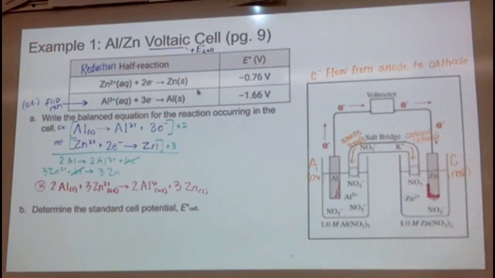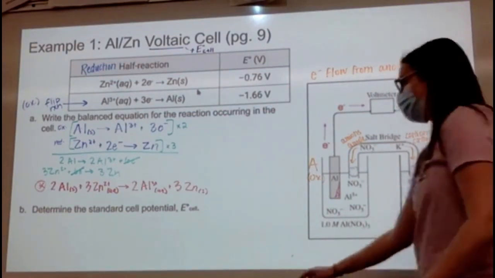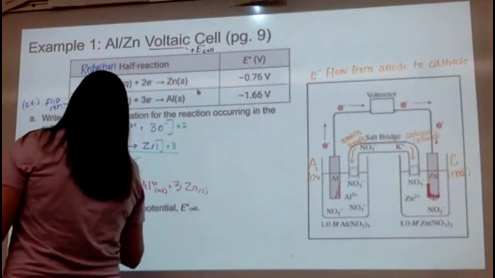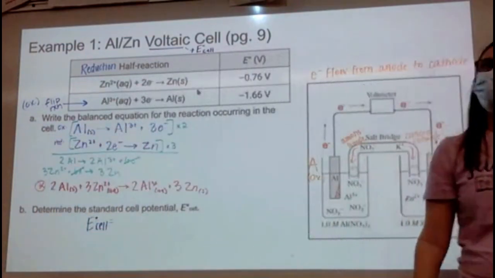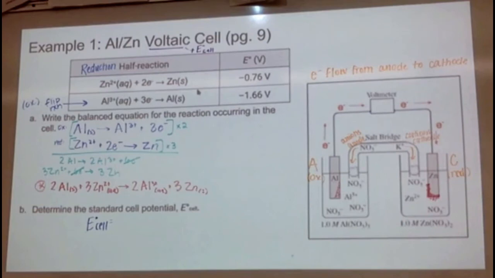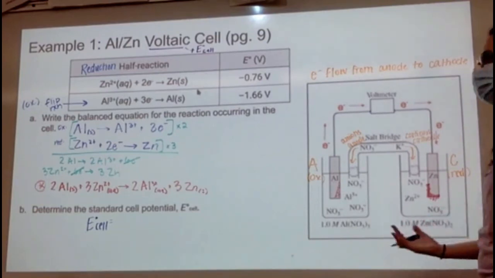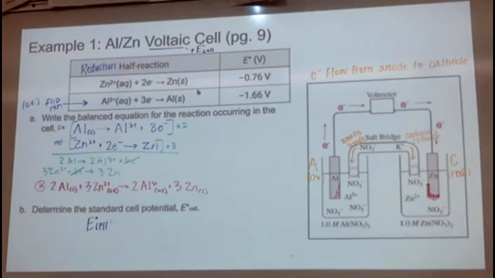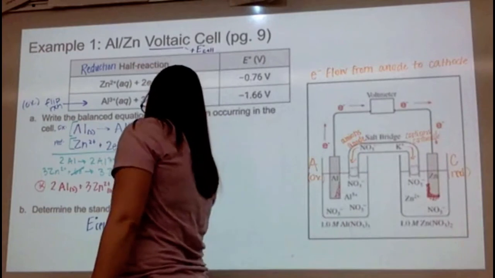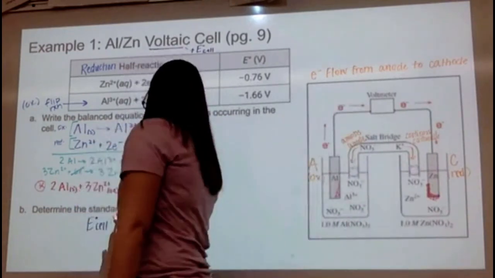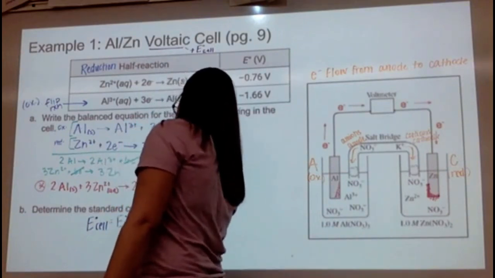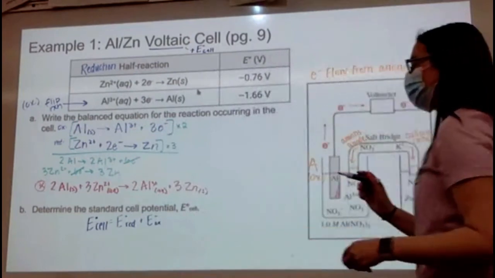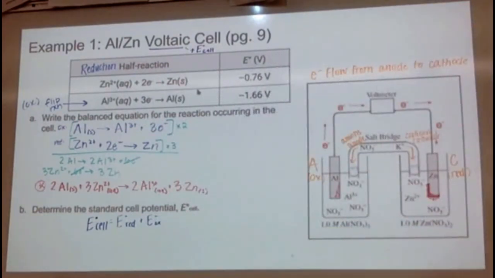And then part B says determine the standard cell potential. So we're determining the cell potential, E naught of the cell. This naught sign, just like we've done delta G naught and delta H naught, means standard conditions. So 1 molar solution, 1 ATM. To calculate the standard cell potential, so this is the overall potential, we're going to take the reduction half reaction potential plus the oxidation half reaction potential.